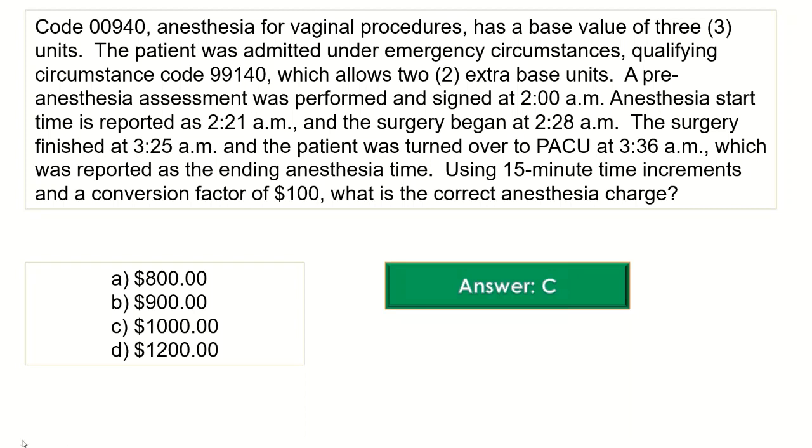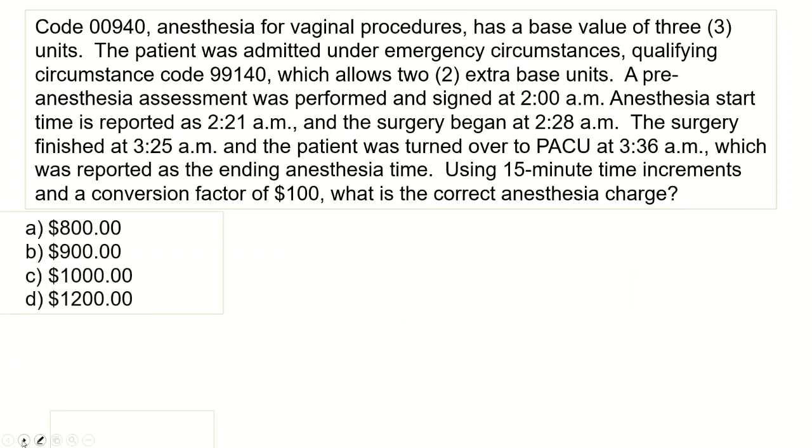Here are your keywords. Base value of 3 units, emergency circumstances, qualifying circumstance 99140, 2 extra base units, anesthesia start time 2:21 a.m., surgery began at 2:28, turned over to PACU at 3:36, which was the ending anesthesia time. Okay, the conversion factor is $100.